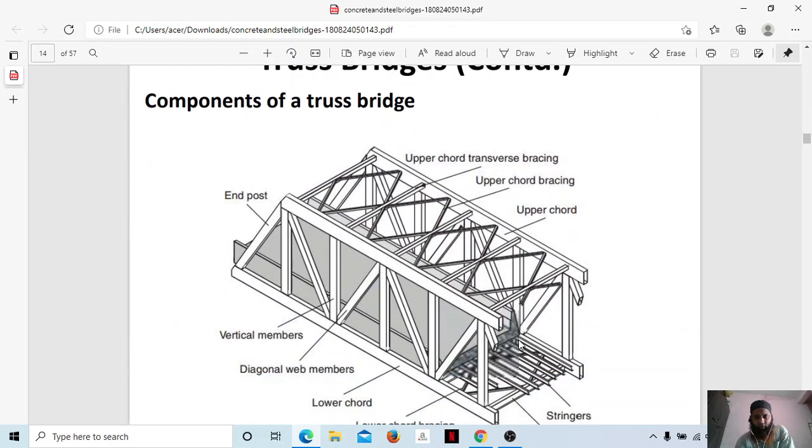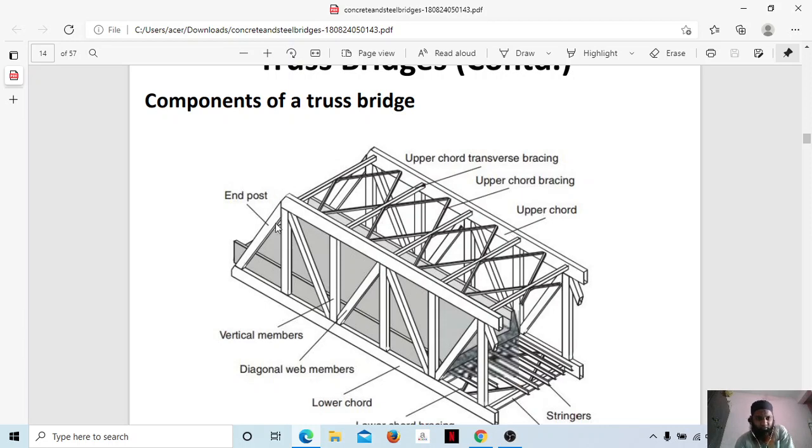You can just see the components of a truss bridge. Don't get confused here. Upper chord transverse bracing. This comes on the top. Upper chord bracing is a slant bracing. This is transverse. This is horizontal. This is slant bracing. This is the upper chord here. This part is the upper chord.